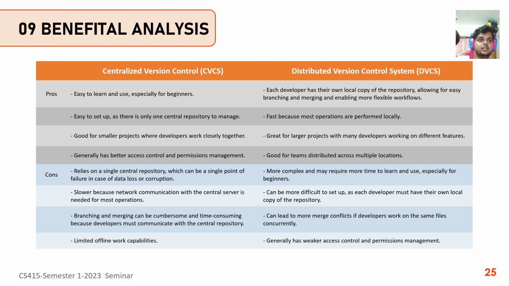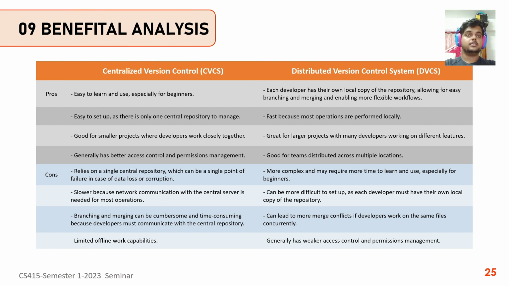Some pros for the distributed version control system: each developer has their own local repository, which allows branching and merging and enables more flexible workflows. It is fast because most operations are performed locally. It is great for larger projects with many developers working on different features, and it is good for teams distributed across multiple locations.